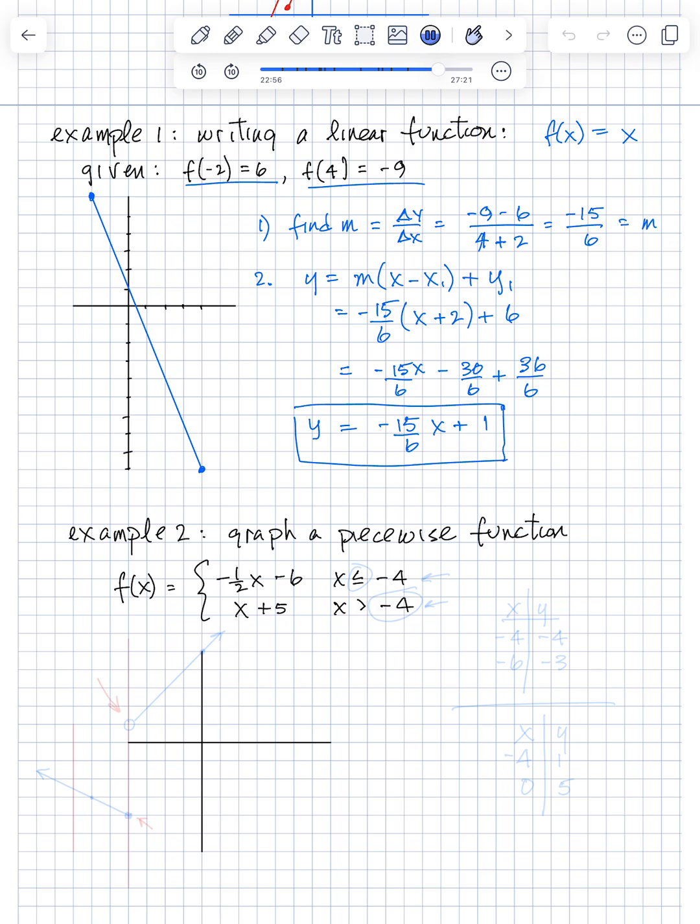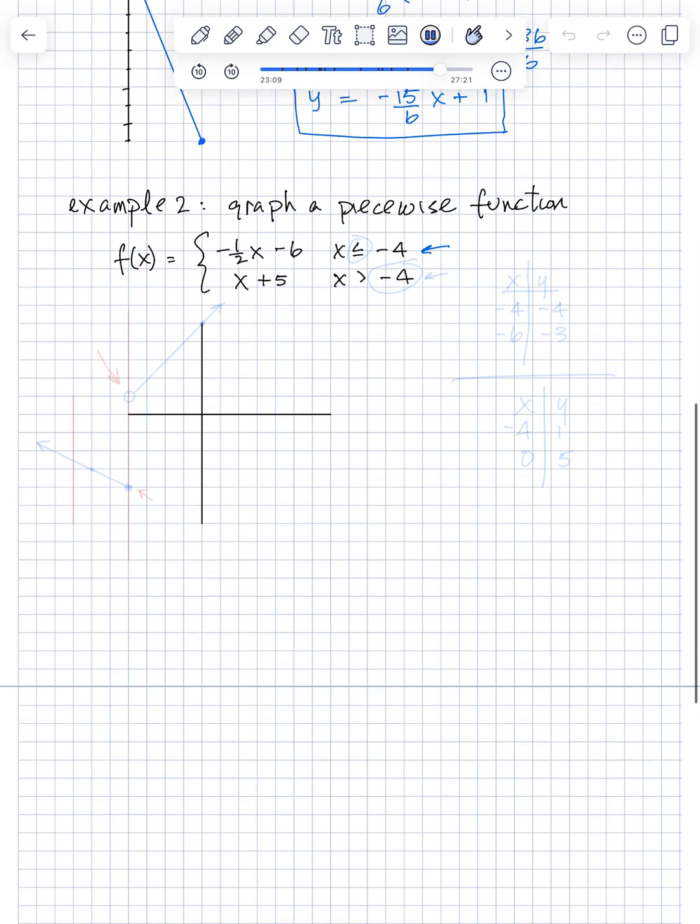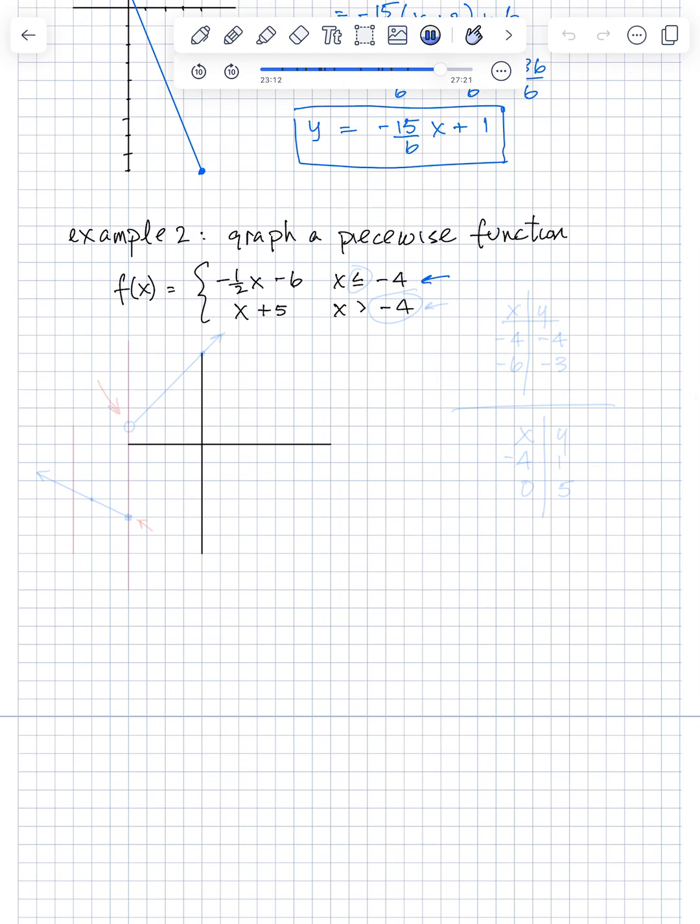Okay, example 2, graph a piecewise function. So let's look at our function. f of x is equal to -1/2 x minus 6, and that's when x is less than or equal to -4. And second part, x plus 5, and that's when x is greater than -4. So we know that both of these are going to be linear, and so we only need 2 points for each equation. So let's look at the top equation, and let's do an xy table for the top equation.